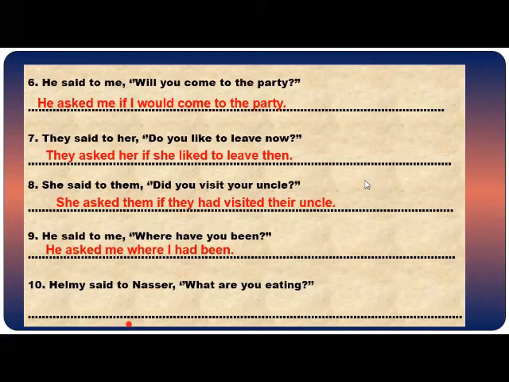Okay. Helmi said to Nasser, what are you eating? Helmi asked Nasser what he was eating. Change the present continuous to past continuous. Okay.